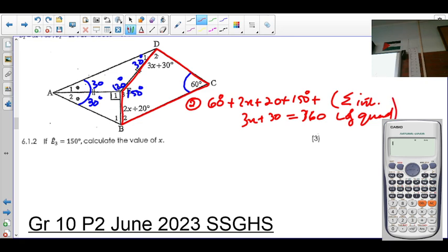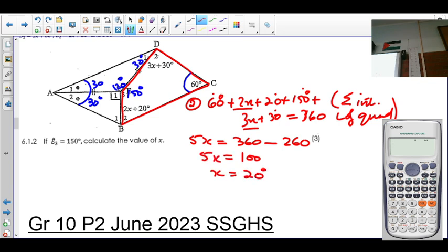Not so? So that's going to give us 5x is equal to 360 minus, now 60 plus 20 is 80 plus 150, 230 plus 30 is 260. So it's 360 minus 260 degrees, which is 100 degrees, equal to 5x. So x is equal to 20. Okay, you guys understand? Let's carry on.